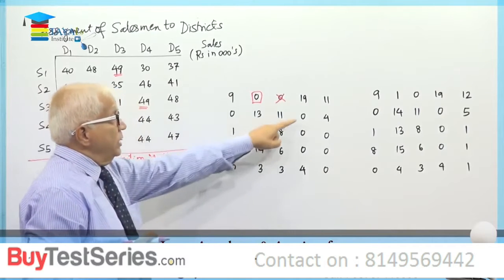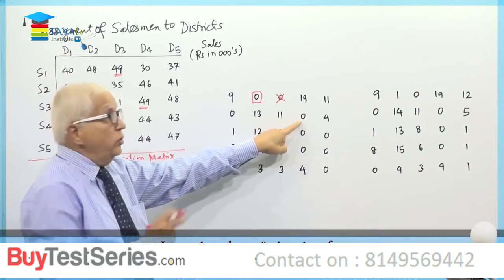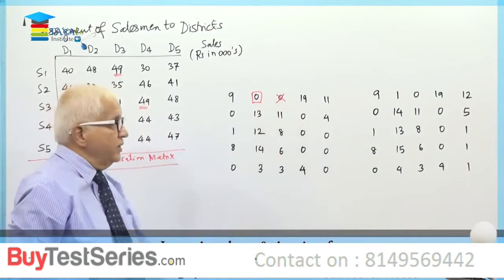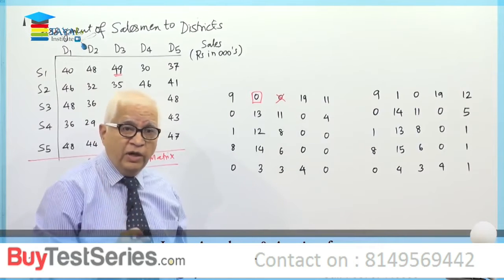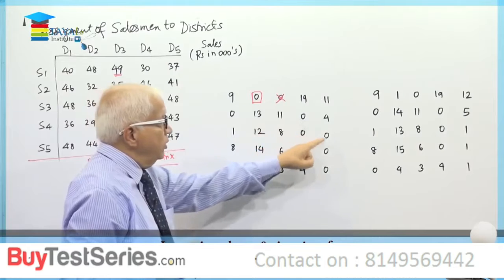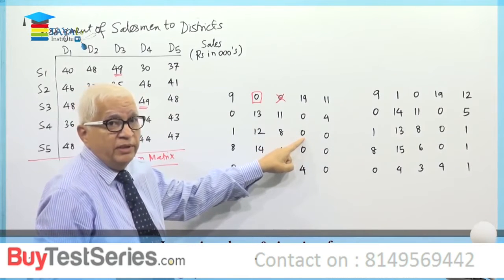Okay. Next, I see this 0 next. Is it unique in the row? No, because of this. Is it unique in the column? No, because of this. So I cannot make an assignment. Fine. So row number 2, I cannot make an assignment as of now. Row number 3, I come here. This 0 is not unique because of this and this. So this 0 is not unique in the row or column. I cannot make an assignment.